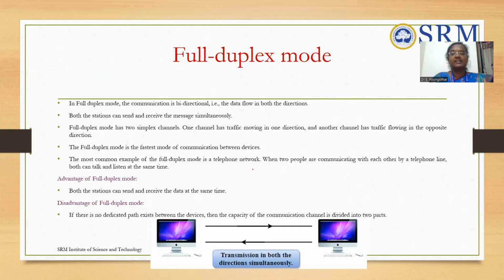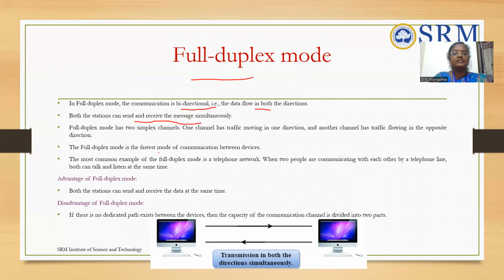Full-duplex, yes. We are using the mobile regularly. It is in your hand, right? So that is the example of full-duplex. Here, the communication is bi-directional. The data flow can be in both directions. I can send you the data, you will receive it. At the same time, you can also send the data, and at the same time, I will receive the data. So both stations can send and receive the message simultaneously. That is called full-duplex mode.